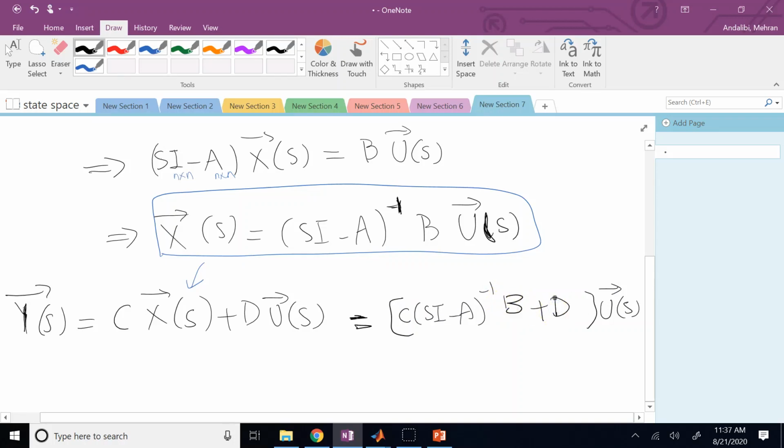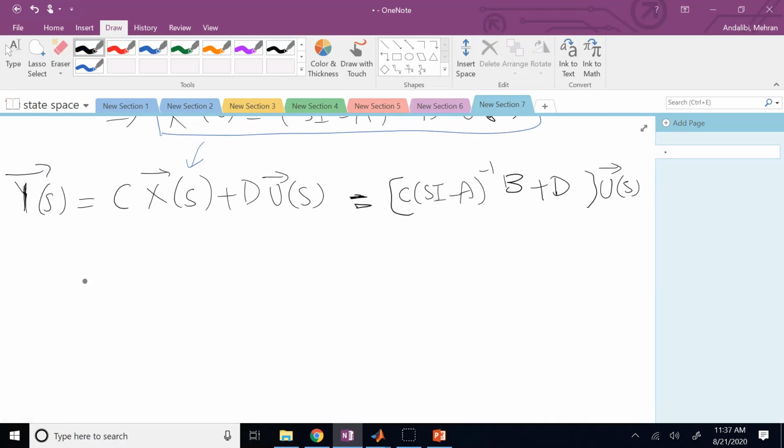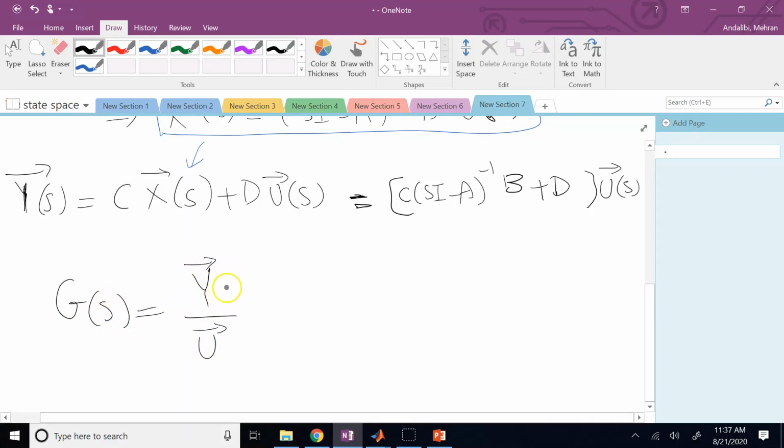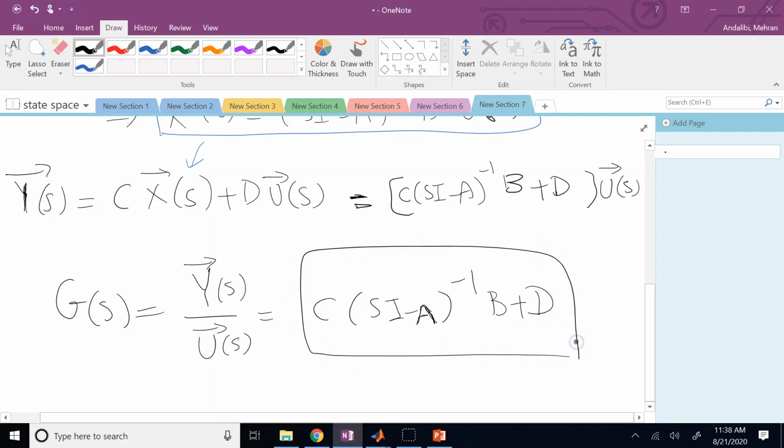So Y is that times U, and then the transfer function G, which is Y over U, is going to be this guy in brackets. C times (sI minus A) inverse B plus D. Okay? So if I plug in my A, B, C, D matrices into this and calculate it, it should give me back my transfer function. Really?